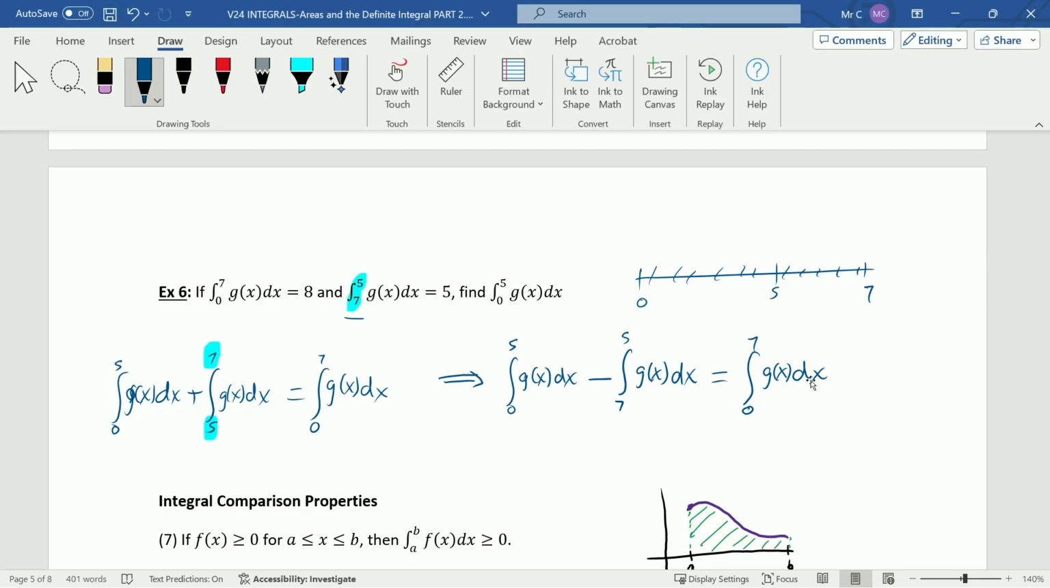And now I can start plugging stuff in. So I get the integral from 0 to 5 of g of x dx minus 5 equals 8. And add the 5 across, and I get the integral from 0 to 5 of g of x dx is 13.